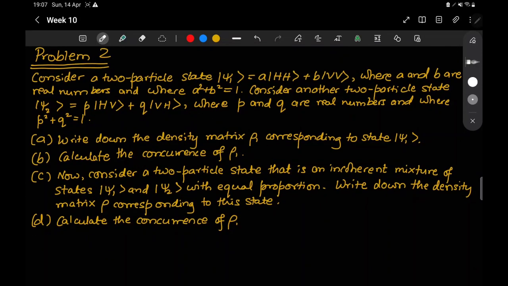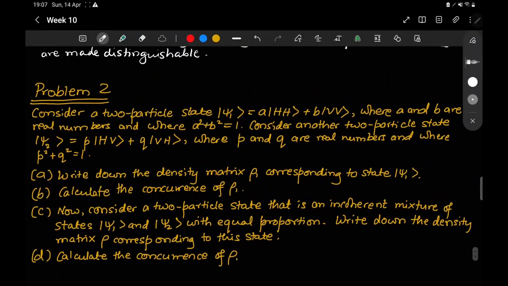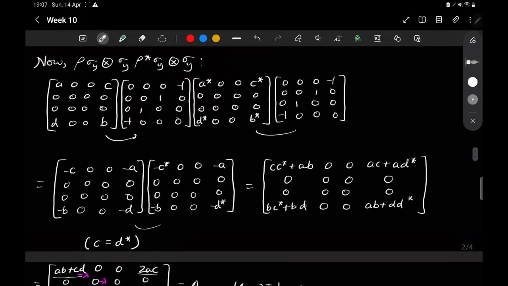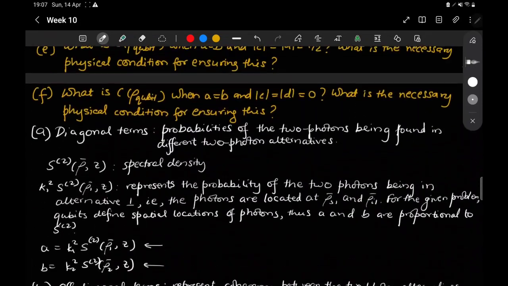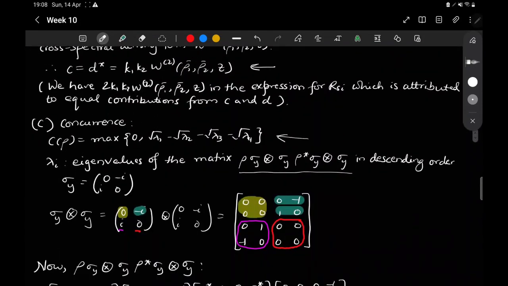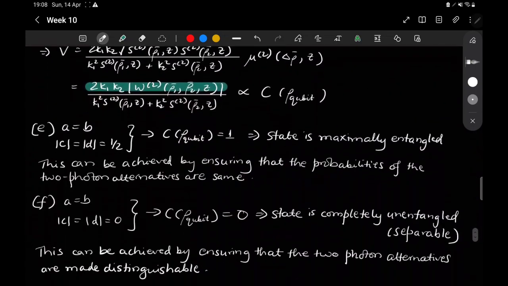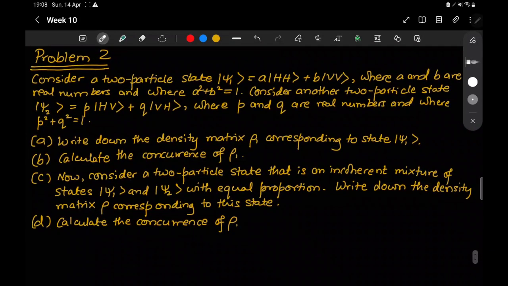There are 4 parts to the question. Part A, write down the density matrix rho 1 corresponding to the state psi 1. Part B, calculate the concurrence of rho 1. Concurrence we saw last week how to calculate. Concurrence is evaluated by this expression, and we will see it with this example once again.